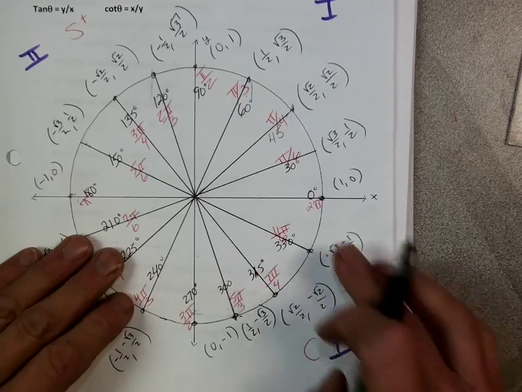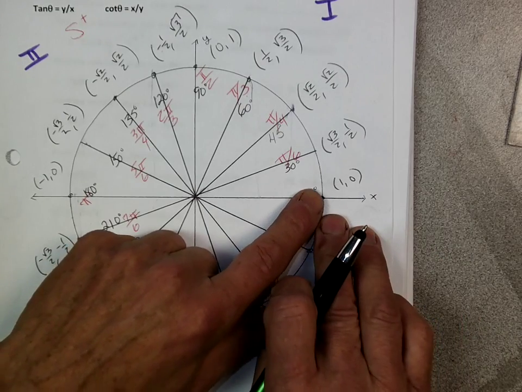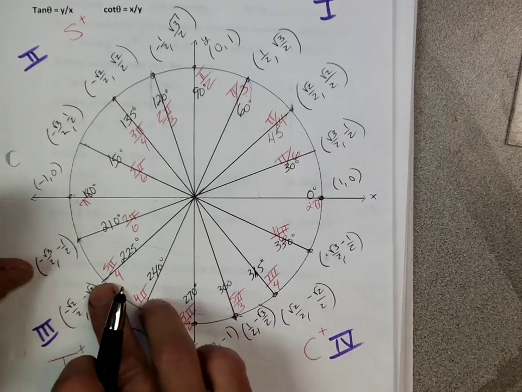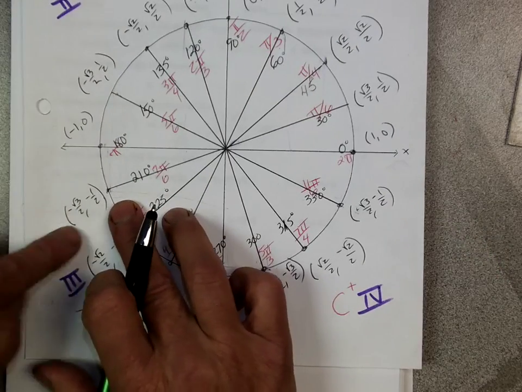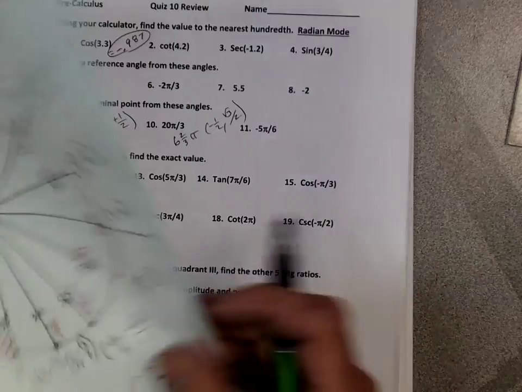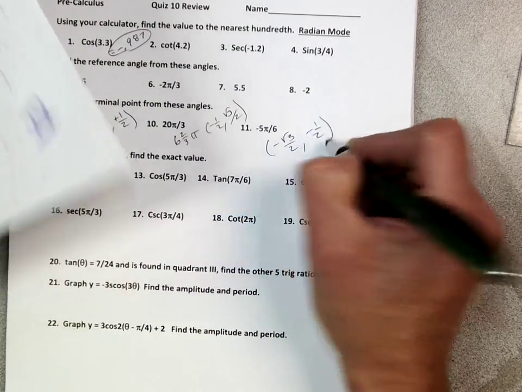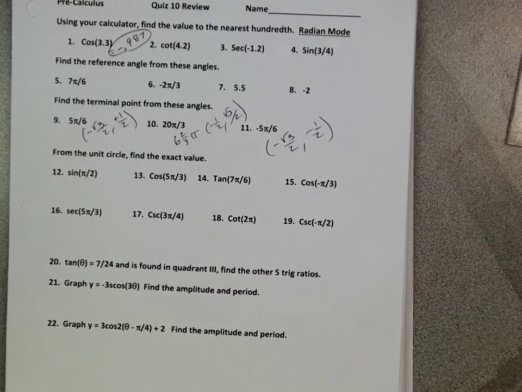-5π/6, let's see. Positive 5π/6 is here. So -5π/6, the opposite revolution, is right there at 7π/6. So there's my terminal point: negative square root of 3 over 2, -1/2. Okay? All right, now from the inner circle, find the exact value.